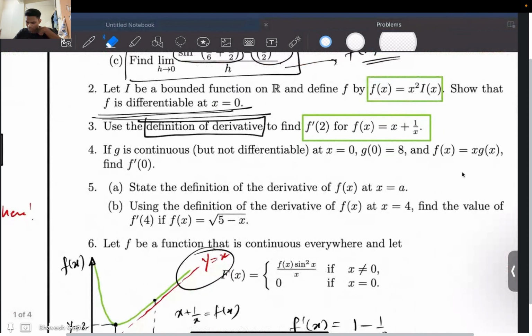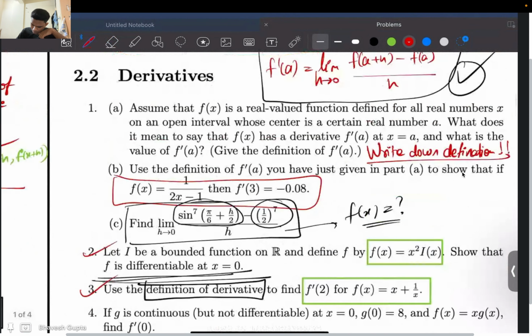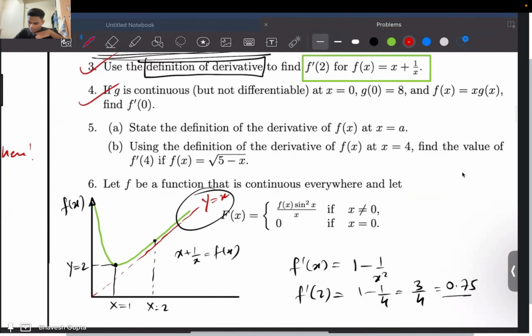Now let's go to the third question. This is done. And the fourth question: if g is continuous but not differentiable at x equal to 0, these are the initial conditions. Sometimes we call this initial conditions. You will understand why later on. And f of x and g of x are related in such a way. Then we have to find f dash 0.